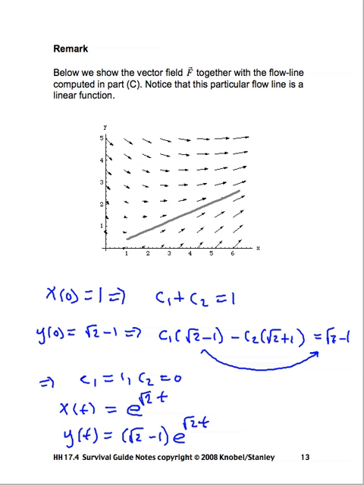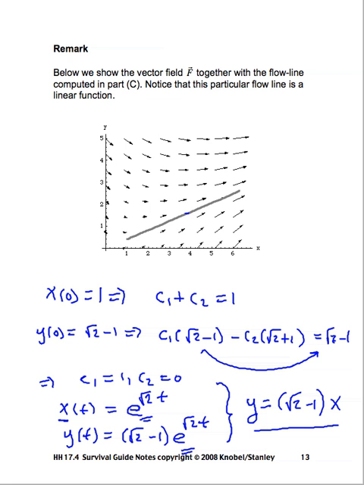And you can even eliminate the parameter, since I've got the same expression here and here, and this guy is just equal to x. I can also write this without the parameter t as y equals the square root of 2 minus 1 times x. So you can see that this flow line is a linear function. And in fact, that's what we have right here.